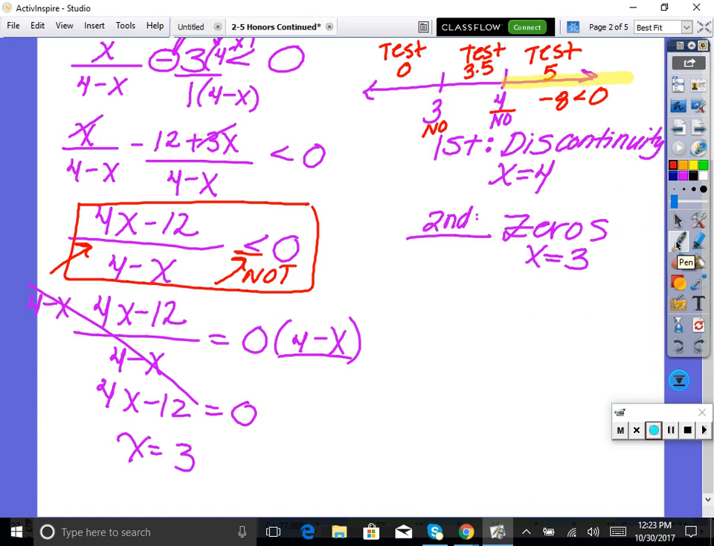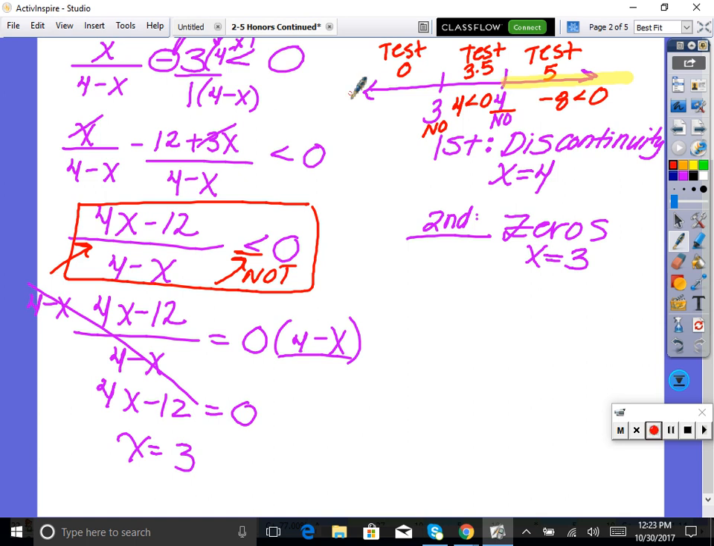When you plugged in 3.5, what'd you get? You got 1? Are you all typing in something? Don't wait for other people to do it. This should be done, because they should have typed in 1. So is 1 less than 0? No, so we're not going to highlight that. That's not part of our solution set.